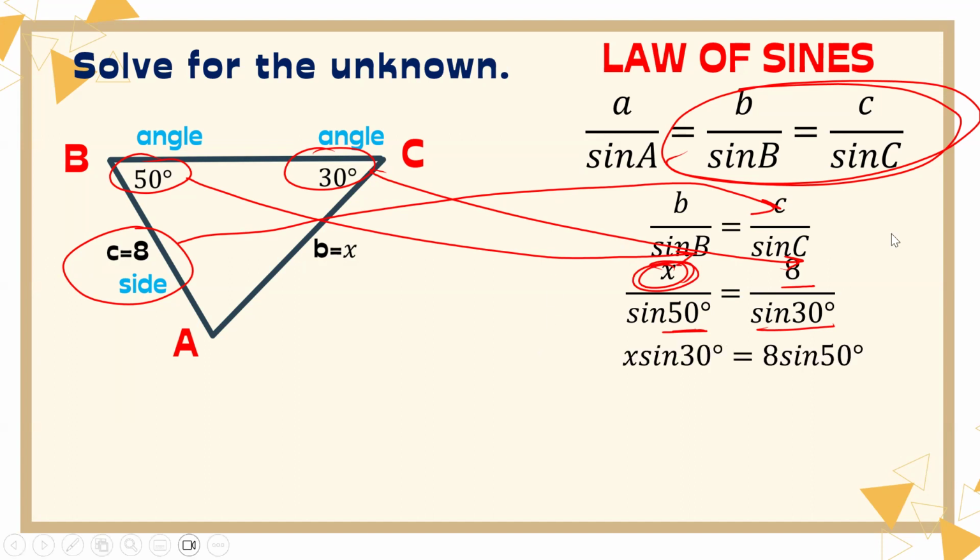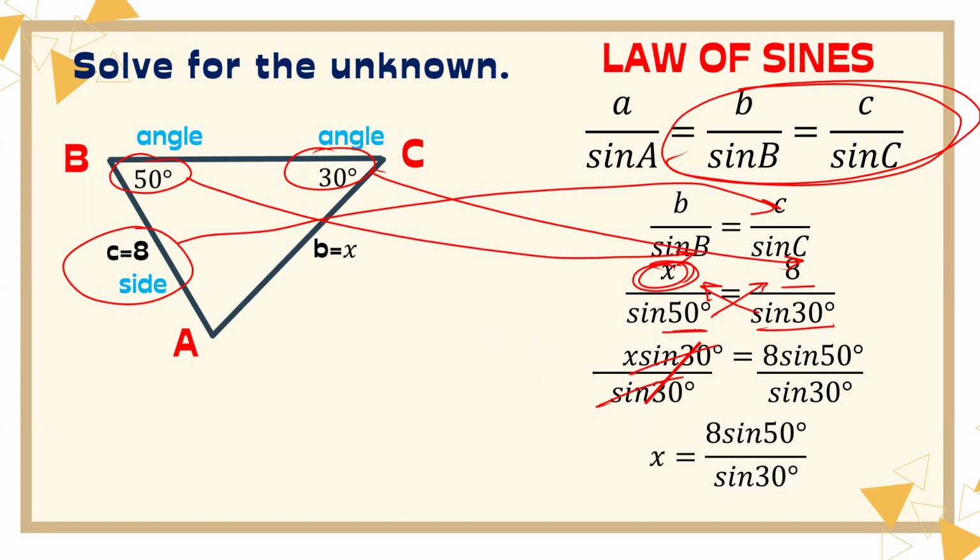So we cross multiply and transpose sine 30 to the other side and sine 50 to the other side. So we get x sine 30 is equal to 8 sine 50. Then we divide both sides by sine 30, so we can cancel sine 30 on one side and leave x as the only term on the other side of the equation. So we have x equals 8 sine 50 degrees over sine 30 degrees. Everybody, please get your calculators. What is the value of x now?